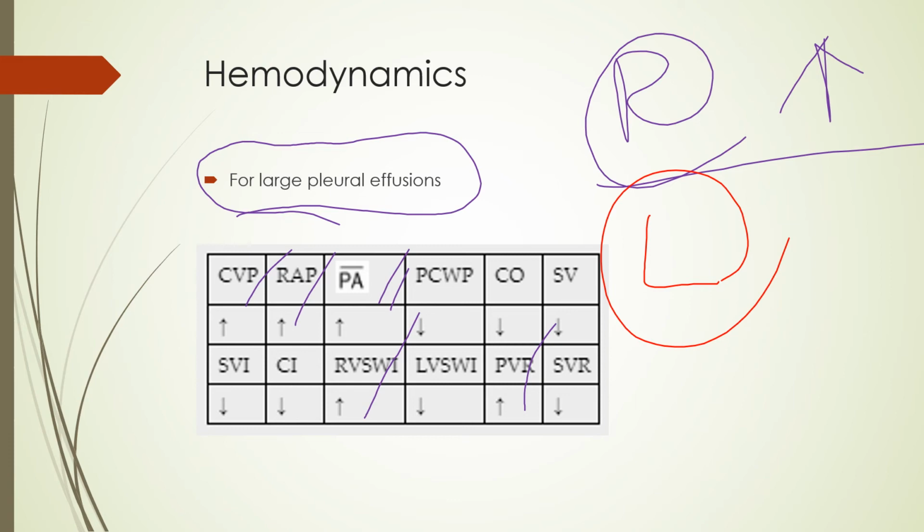When we're looking at left-sided heart pressures, wedge pressure is low, cardiac output is low, stroke volume is low, stroke volume index is low, cardiac index is low, left ventricular stroke work index, which is how hard the left ventricle has to work, is low, and systemic vascular resistance is low. So all your left-sided heart pressures are low.